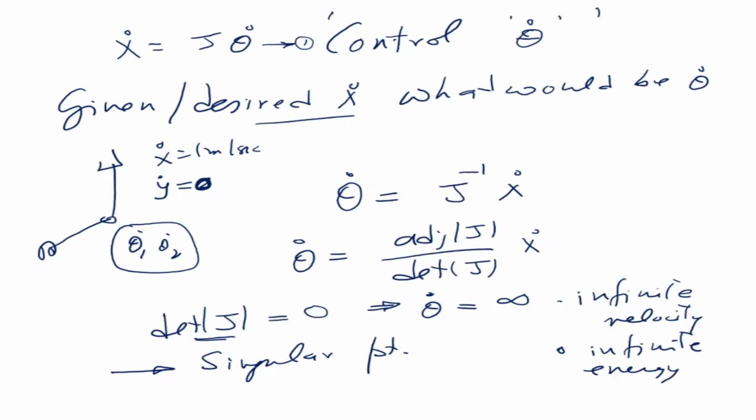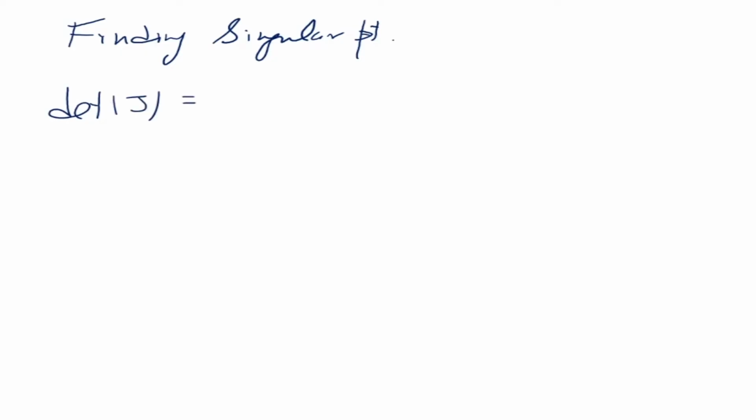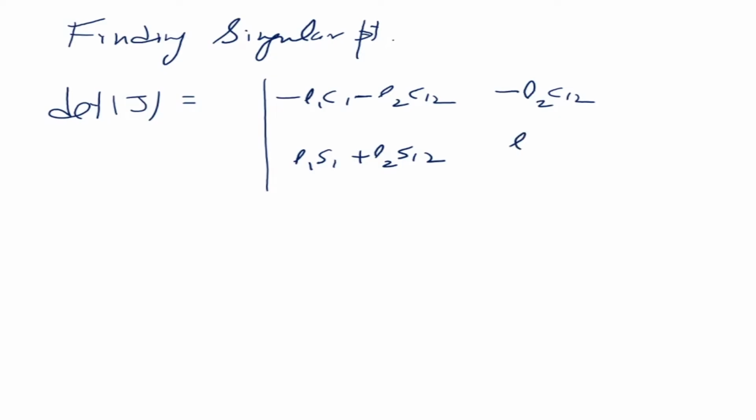Now the singularities, how do we find the singularity? Let's look at the Jacobian. So basically finding singular points. How do we find singular points? To find singular points we have to look at the determinant of J, which means I take the determinant of minus L1 cos 1 minus L2 cos 12, L2 cos 12, here it is L1 sin 1 plus L2 sin 12, and here it is L2 sin 12, okay?